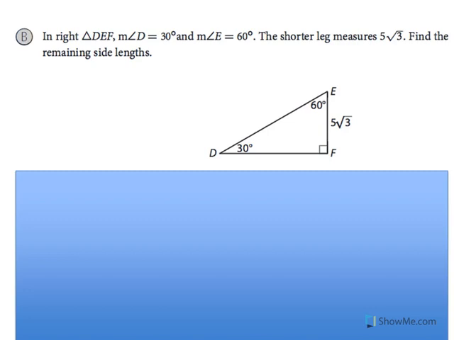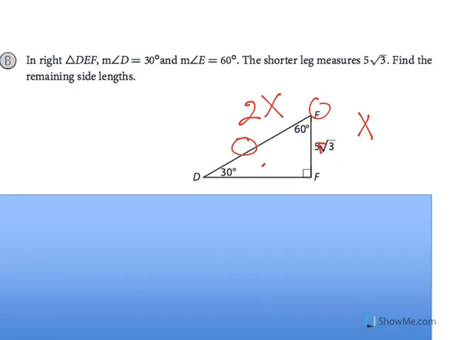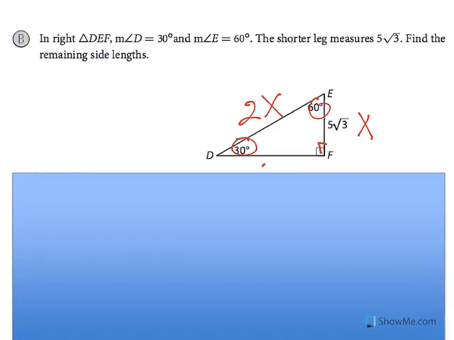Okay, let's go on to our next example. In right triangle DEF, angle D is 30 degrees, angle E is 60 degrees. The shorter leg measures 5 radical 3. Find the remaining sides. So this is a 30-60-90 degree right triangle. The shorter leg is x, the hypotenuse is 2 times x, and the longer leg is x times radical 3.